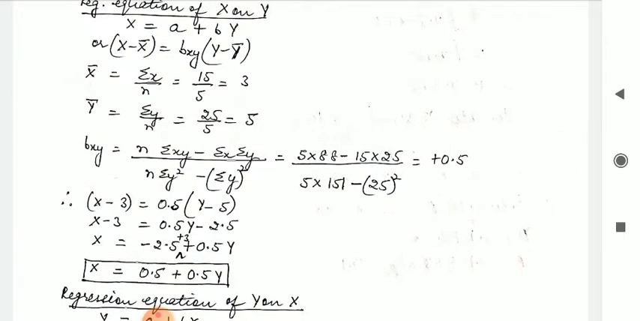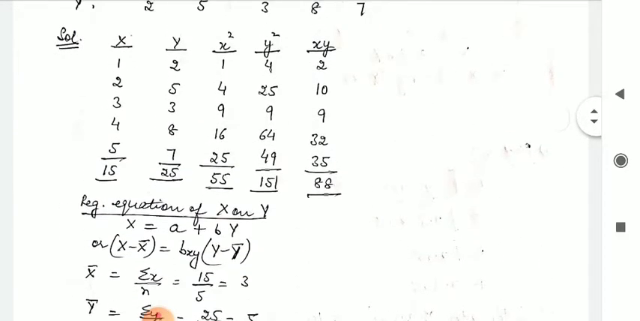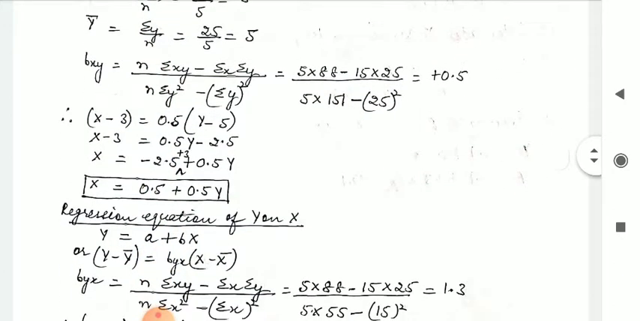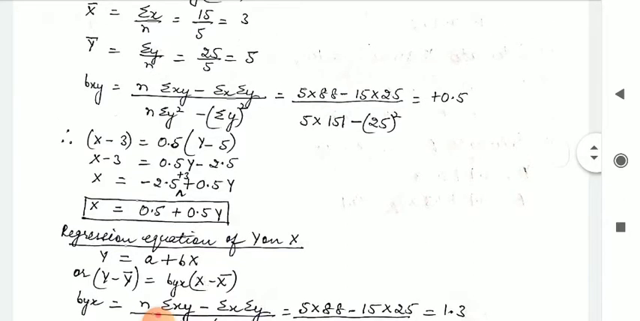Next we need minus sigma x. We have already calculated 15 into sigma y. Again we have calculated 25. Divided by n is 5 multiplied by sigma y square. So we need to make another column y square. So we do the squaring of y column, we get y square column, and total of this is 151 minus sigma y. We have already calculated 25 whole square. So that means we have put all the values in this formula and we finally get the value of bxy, which is equal to plus 0.5.